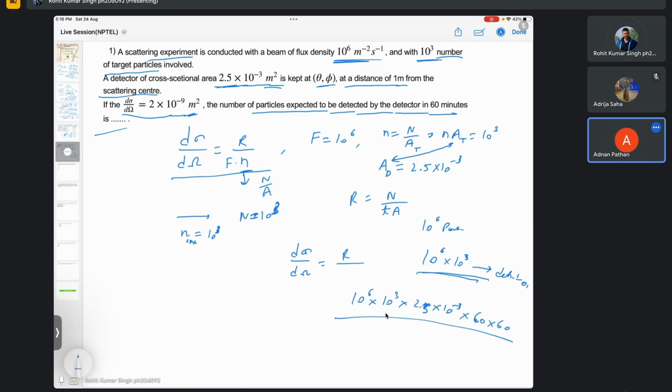Yeah, that is also true. No, no, no, wait. 10 power 6, 10 power 3 into 2.5 into 10 power minus 3, because that side we don't have a time unit. Wait, just seconds, I'll just calculate this value. No, no, let's first calculate it. Let's see if we get our answer without the cross section, using the differential cross section.